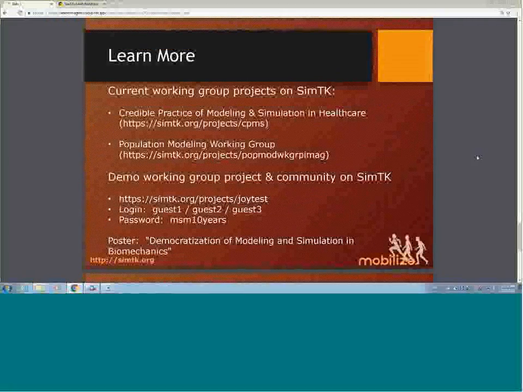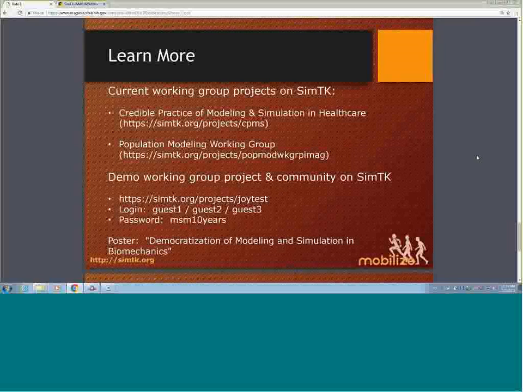So the best way, though, to really get a feel for what SimTK can and cannot do is to actually try it out yourself. The website is simtk.org, and there are actually several working groups that already have projects on SimTK. The Credible Practice of Modeling and Simulation in Healthcare has a site there. And then also the Population Modeling Working Group is using the mailing list that we provide through SimTK. I've also set up a demo working group project that you can go and try out. What I did was I took the biomechanics working group and the content on the current wiki site and ported some of it over into this SimTK project. So you can take a look at it.